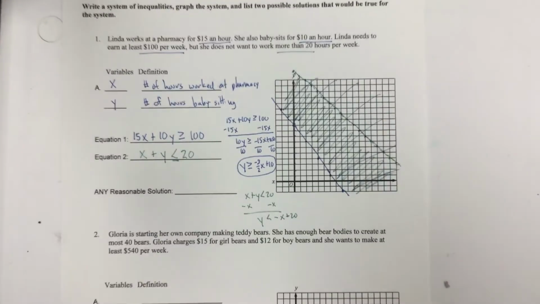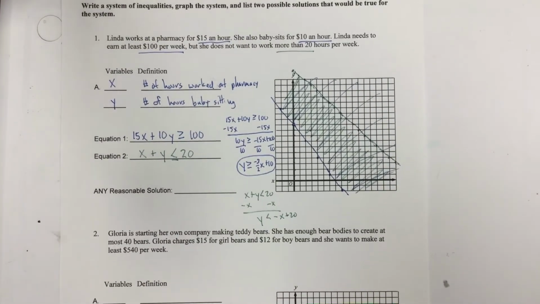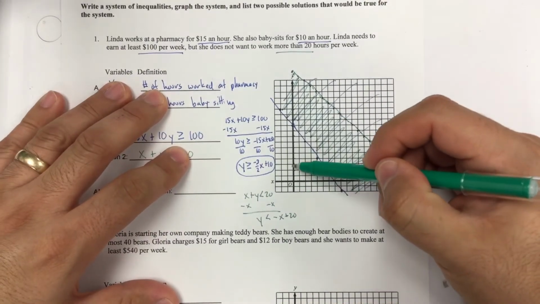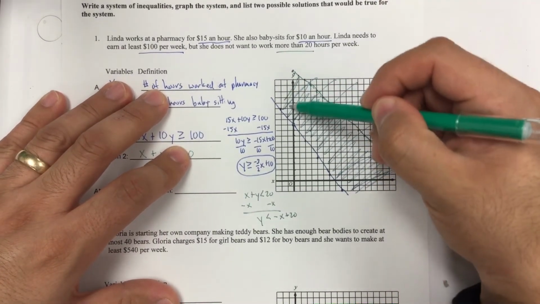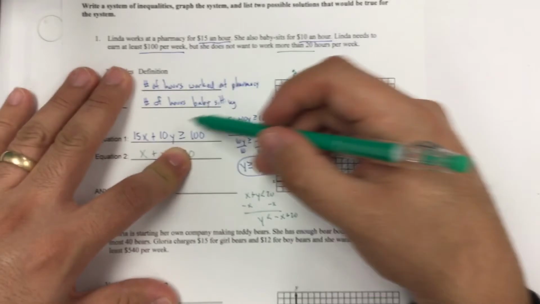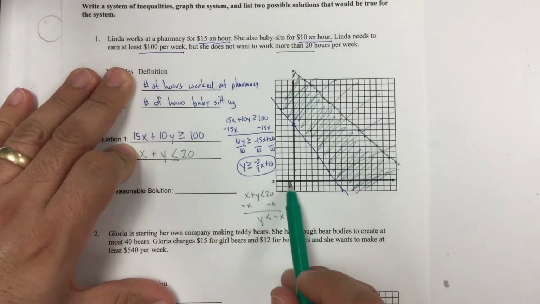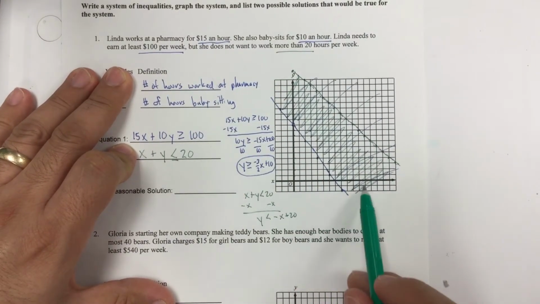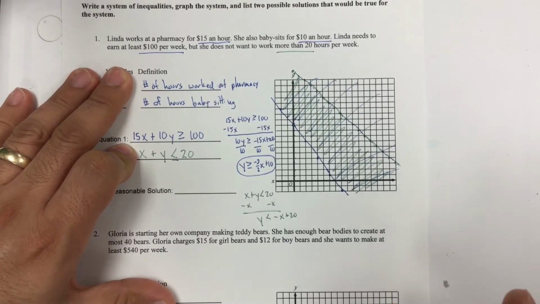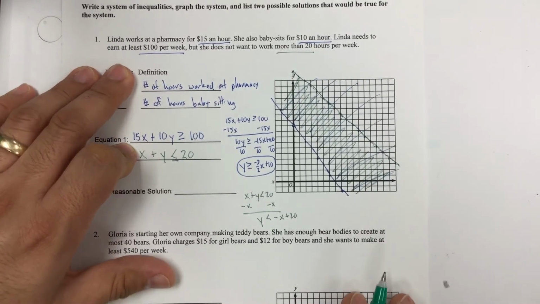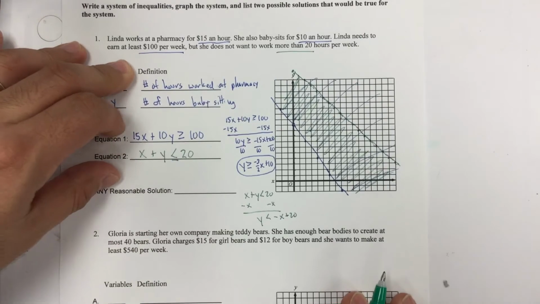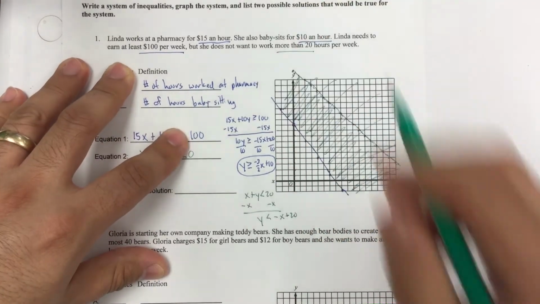Now, from here, let's talk about unreasonable solutions. We can't pick anything to the left of this y-axis because this creates negative numbers and you cannot have negative hours. Just like we cannot choose any numbers below the x-axis because these would make negative numbers as well, or negative hours, and that's not possible. So when we pick any reasonable solution, it asks us to list 2 possible solutions.